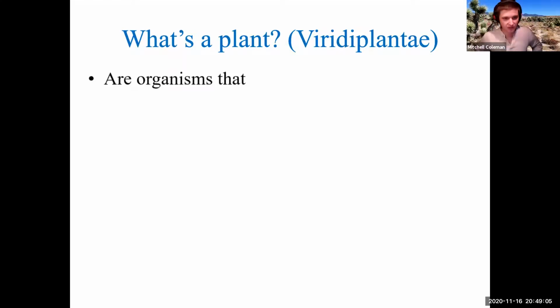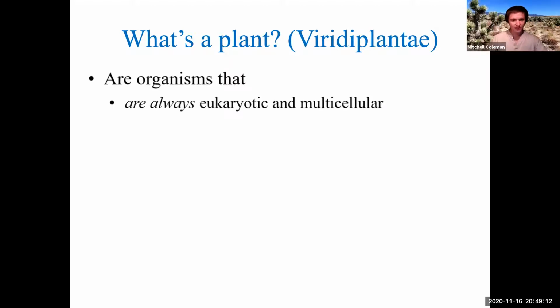Okay, so let's go ahead and define it in an official way. Plants are organisms that are always eukaryotic and they're always multicellular, always. So you're never going to find a prokaryotic plant. When we talked about prokaryotes a little bit early on, never plants, okay? And they're always multicellular.